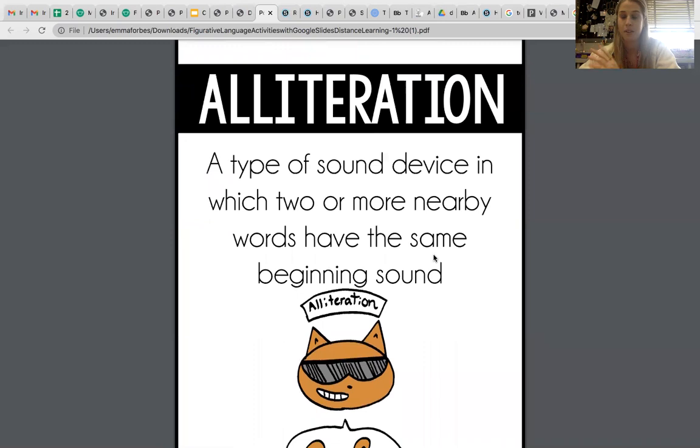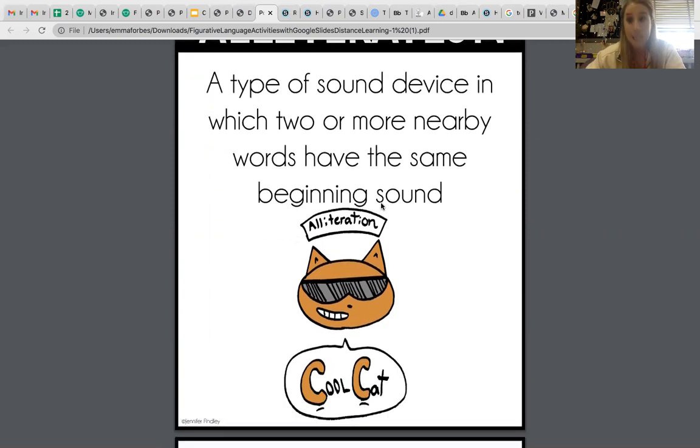Alliteration, remember my little thing, la la la la, anything with the same sound in the beginning of the word is going to be alliteration. It's a type of sound device in which two or more nearby words have the same beginning sound. So, cool cat, anything that has the same sound in the beginning of the word, and you will be able to definitely recognize those when you're reading.